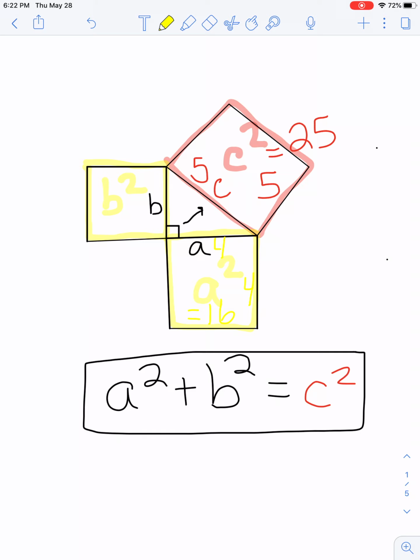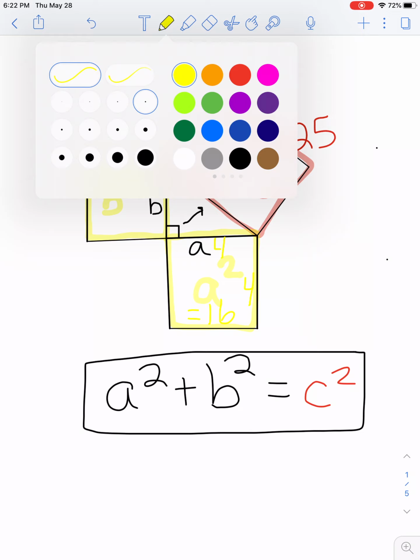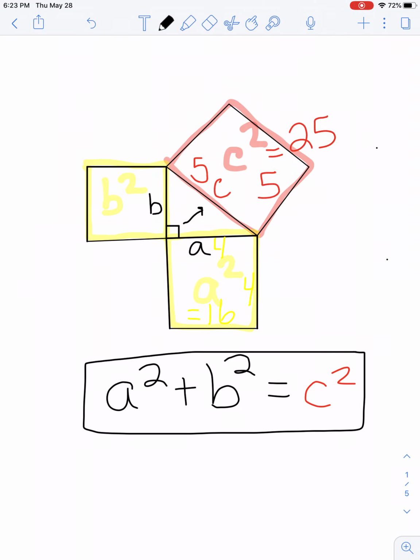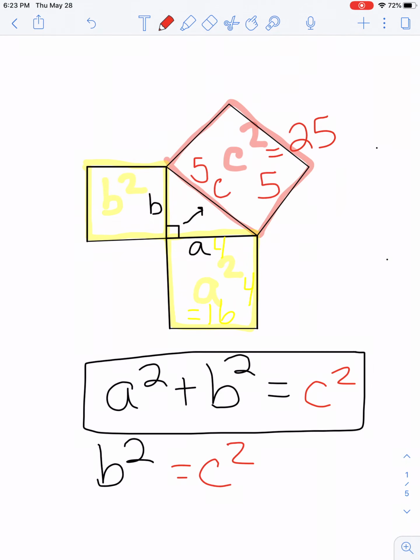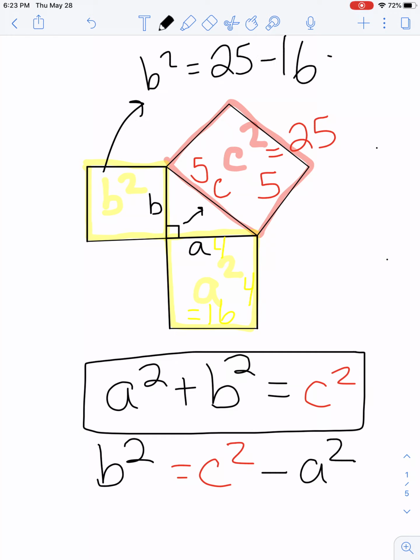So what we're going to do, because we know the big square's area and we know one of the smaller squares' area, is subtract. So you might remember rearranging our formula a little bit. We want to know b squared, so we're going to have to take c squared and subtract a squared. So b squared is going to equal 25 minus 16, which equals 9. And then your last step to undo a square, hopefully you remember that the inverse operation of squaring something is square rooting. So b is going to equal 3.